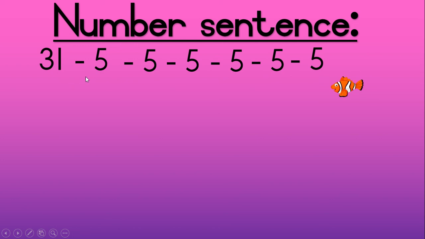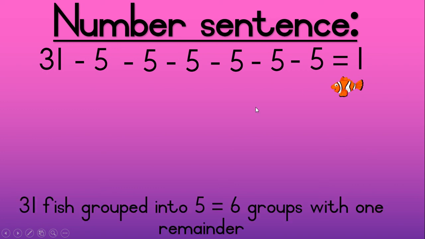Therefore, 31, take away 5, take away 5, take away 5, take away 5, take away 5, and take away another 5 gives me 1 fish left. So I can say 31 fish grouped into 5 gives me 6 groups with 1 remainder. See, we have 31 fishes, and then we took away 5, 6 times. 1, 2, 3, 4, 5, 6. So I had 6 groups. 6 times I took away 5, and then I still had 1 left, 1 little fishy left.